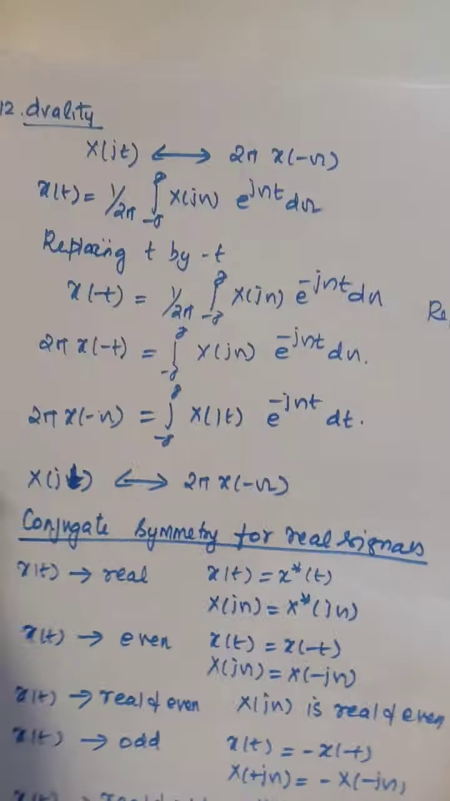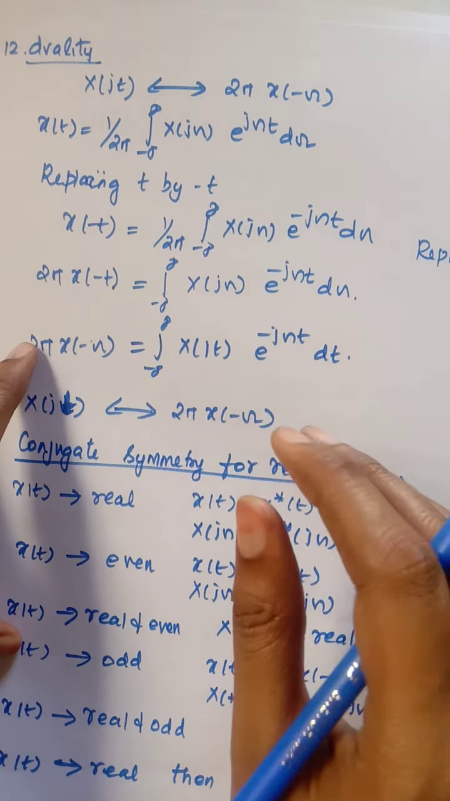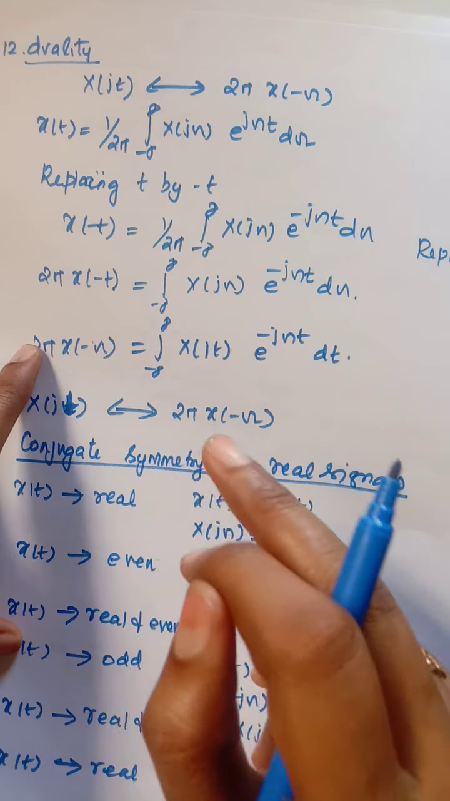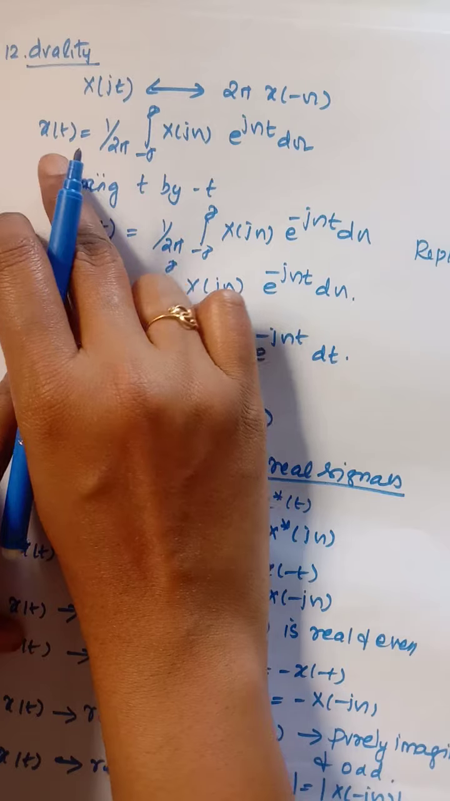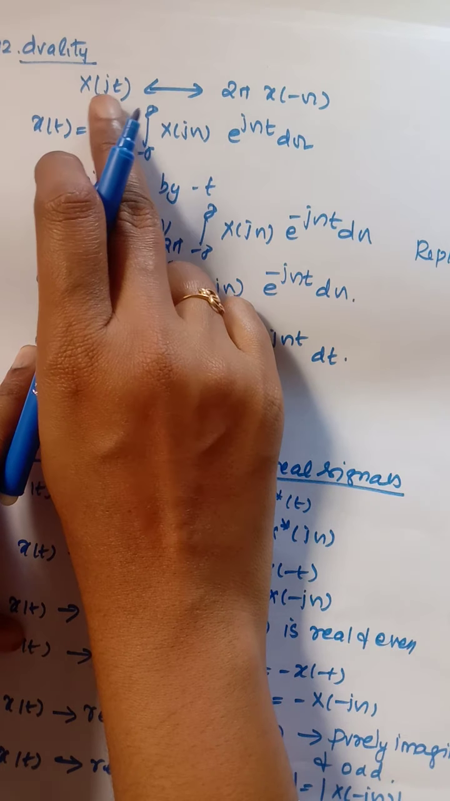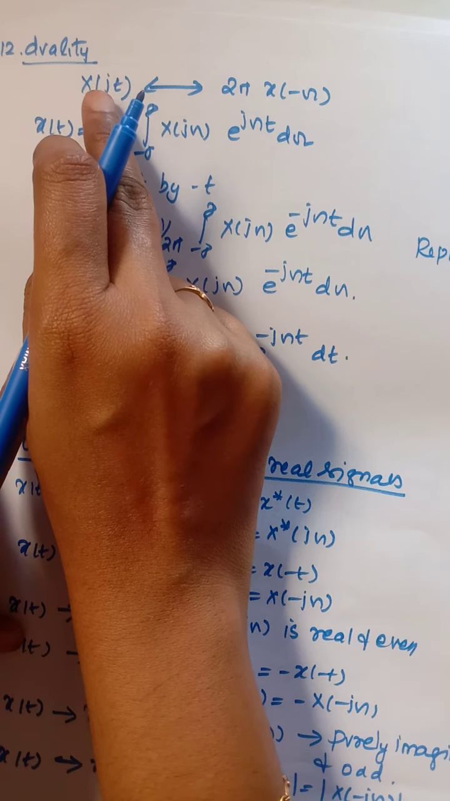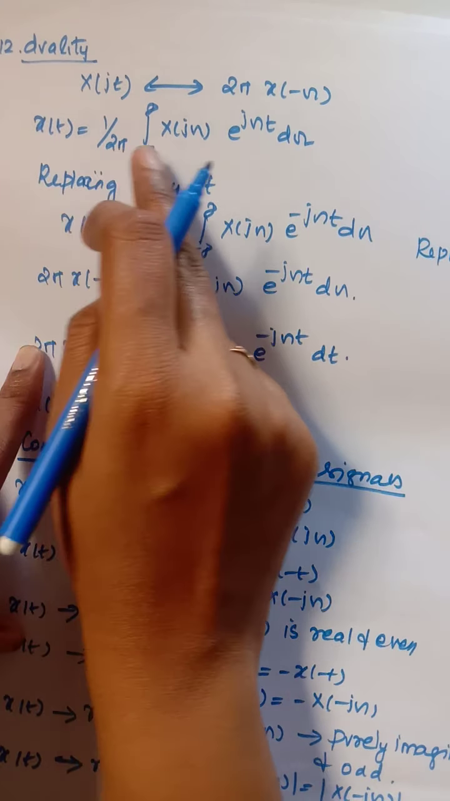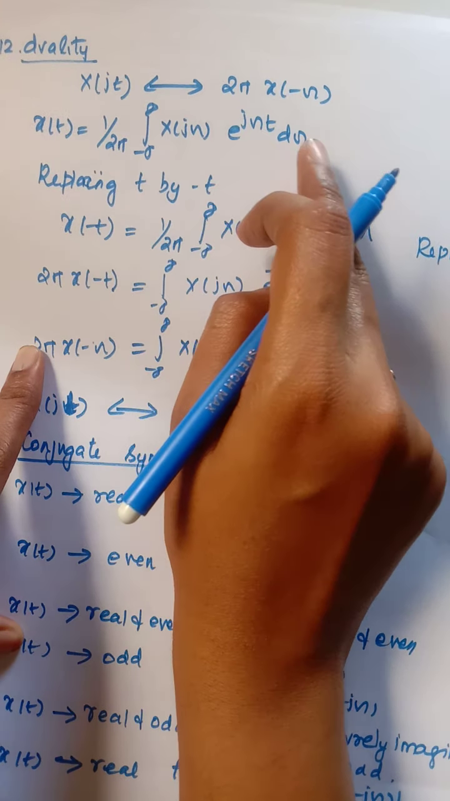The next property is the duality property. What duality represents is that in the time domain we have a variable t, and now we are going to replace it with ohm. For that, x of jt is equal to 2 pi x of minus ohm. For x of t, I have x of t equal to 1 by 2 pi integral minus infinity to infinity x of j ohm e power j ohm t d ohm.